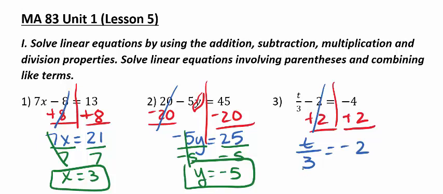Now we're dividing by 3 here, so I have to do the opposite and multiply both sides by 3 so that these 3's go away. And then t is going to equal negative 2 times 3, which is negative 6.